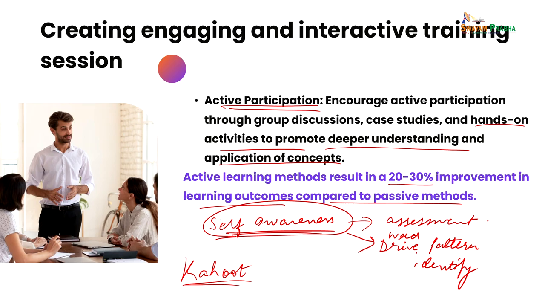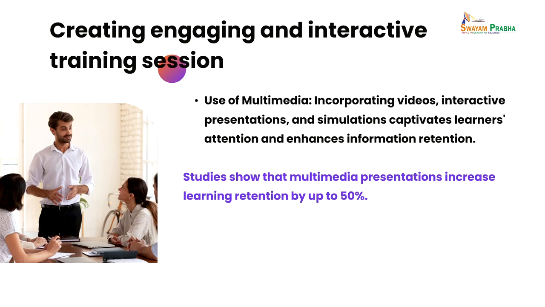Active learning methods result in a 20-30% improvement in the learning outcomes, and you may have various methods included in it rather than going for passive methods, which tend to be very, very boring. You can reduce this monotony, you can reduce the boredom by incorporating some active learning methods. We may even go for some case studies wherein people are made to participate, or in some kind of role plays, where they're given some kind of hands-on experience to do a practical thing so that they learn a lot during the entire process.